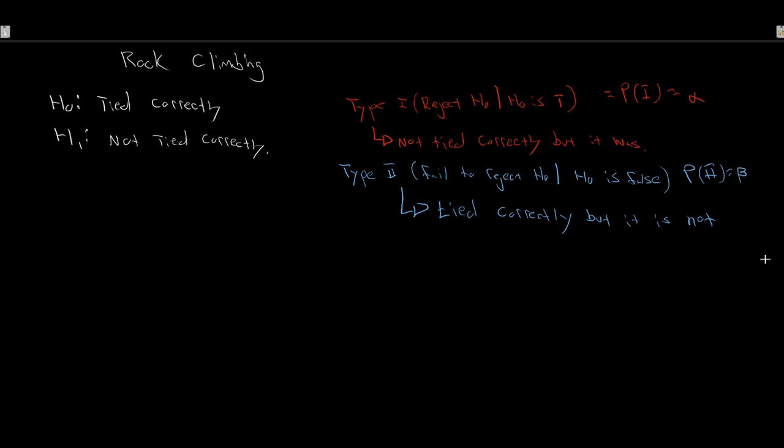Which out of these do we want to minimize? Do we want to minimize alpha? Do we want to minimize our type 1 error? Or do we want to minimize our type 2 error?